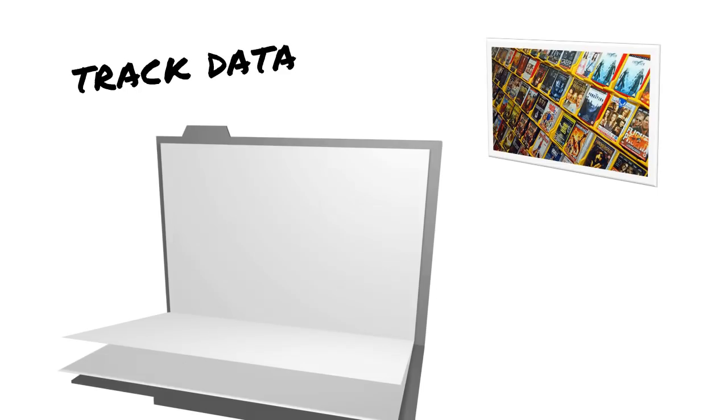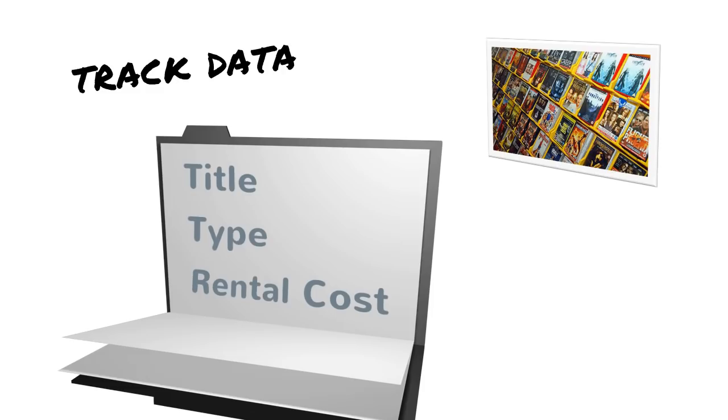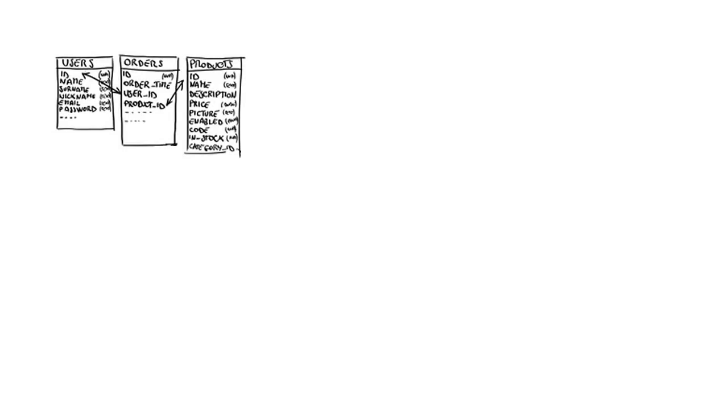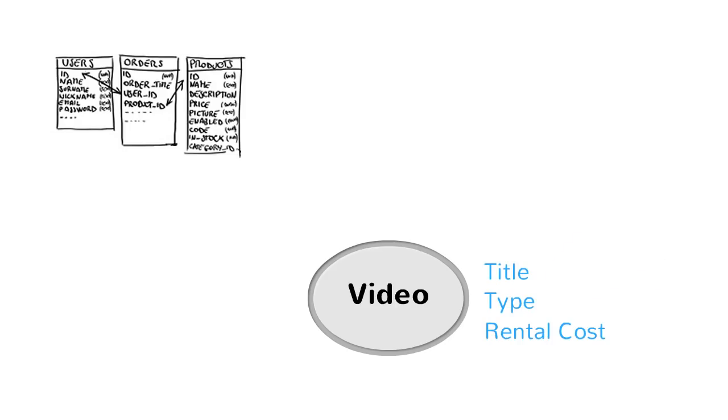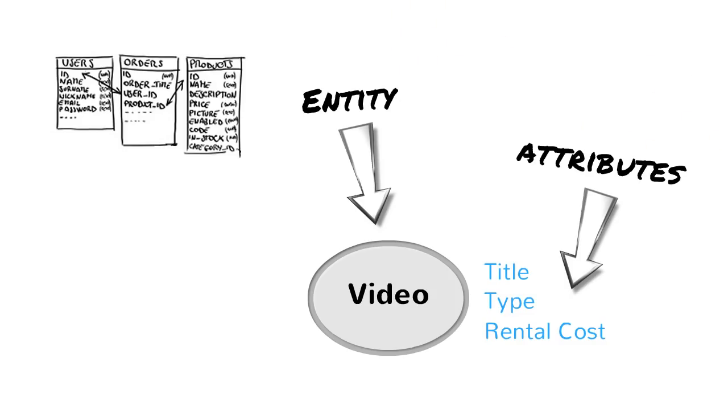You'll probably need many different videos, again, to stay in business, so you need to track data describing each video, i.e. the title, type, whether it's a DVD, CD, Blu-ray, etc., rental cost, to name a few. Remember, we're keeping this consciously simple. In data modeling speak, we say you have an entity video, which has the attributes title, type, rental cost, and potentially many more. Let's add an oval to represent the video entity and list its attributes beside it.